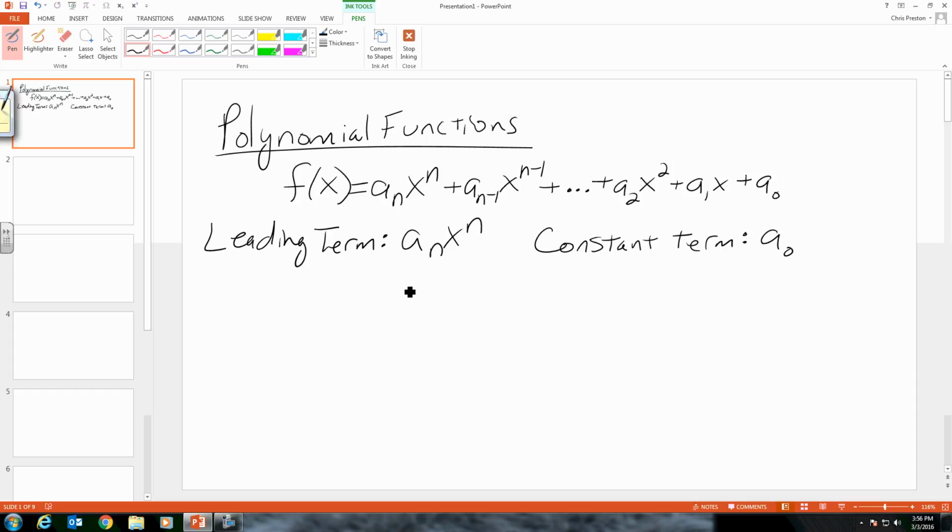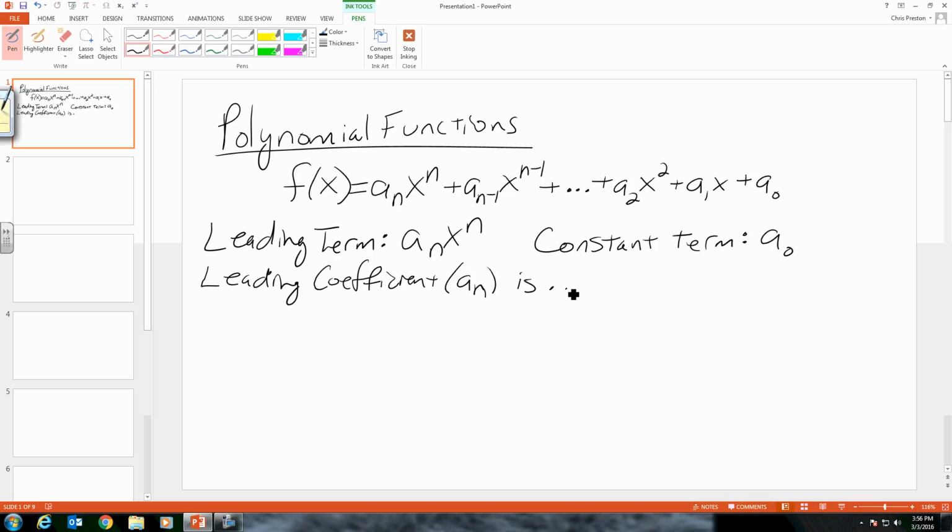All right, so these are going to tell us stuff about the graph based on these two terms, this leading term and this constant term. Think about it as if this was written in the correct order, the first term and the last term. All right, so what does the leading term tell us? It tells us about the leading coefficient, and that's just the coefficient of the leading term, so a sub n.